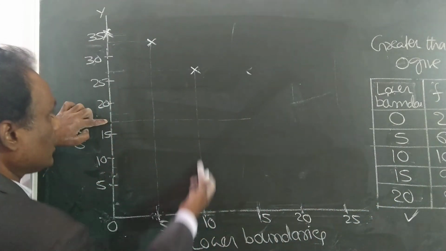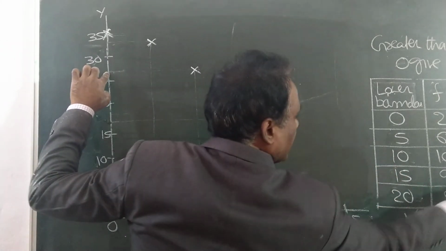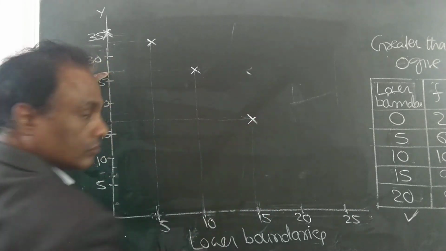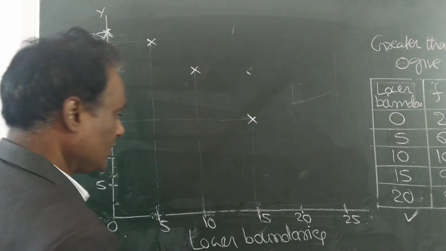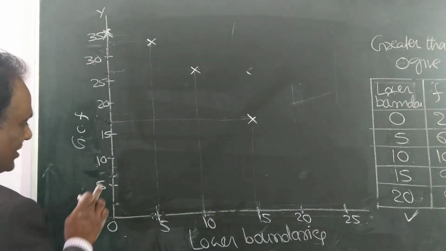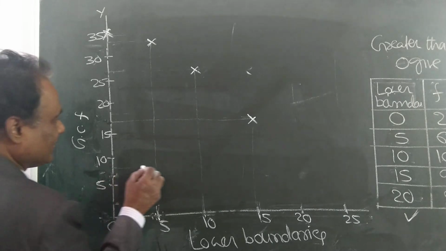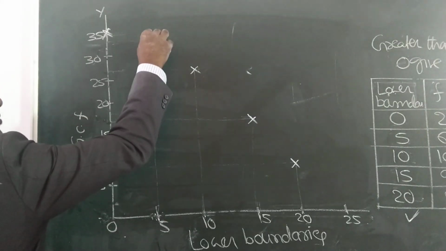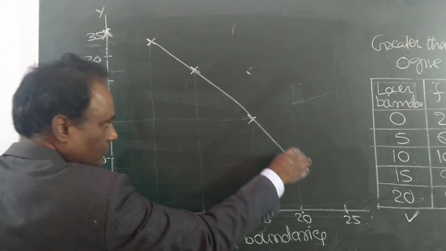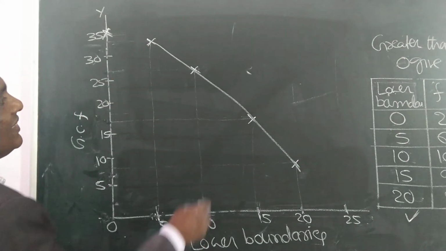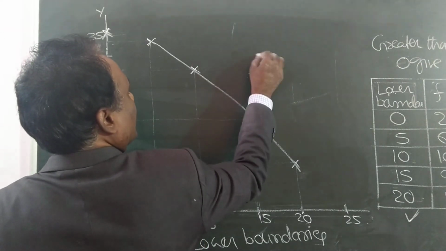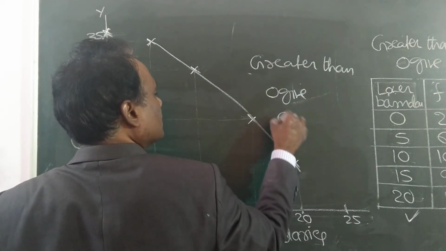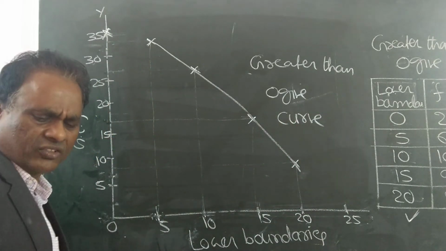10, 27. 15, 17. 28 means 5, 6, 7, 8 like this. Join them. Not a straight line, a curve. So this is the greater than ogive curve. Only one problem is there, students. So that's all.